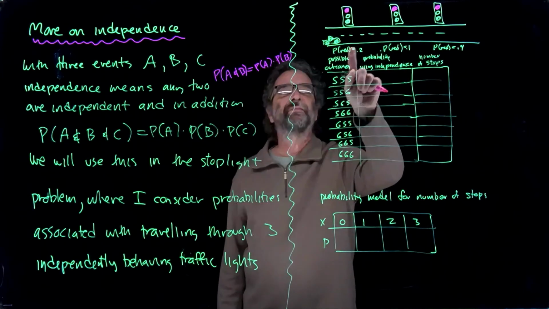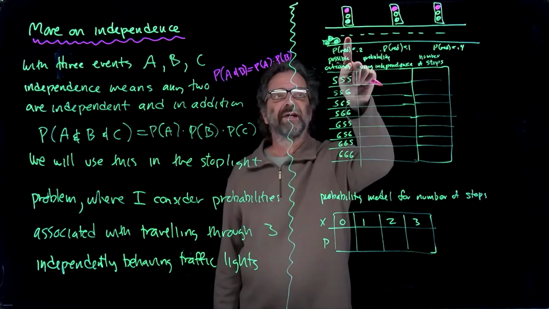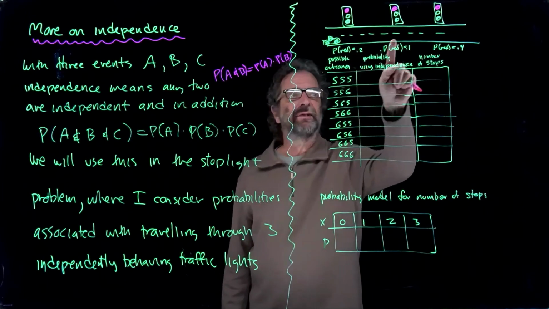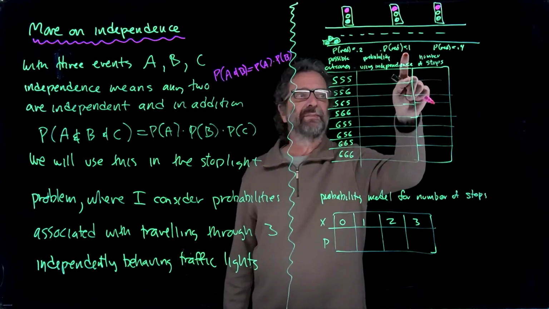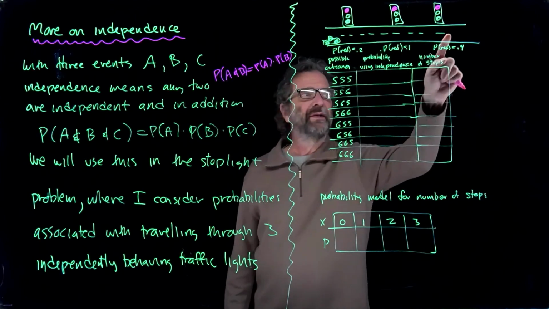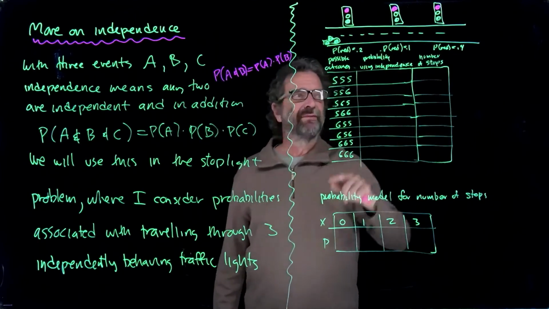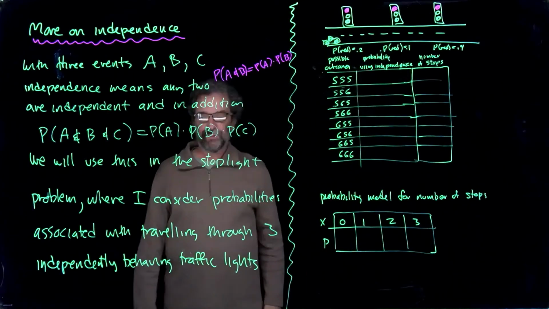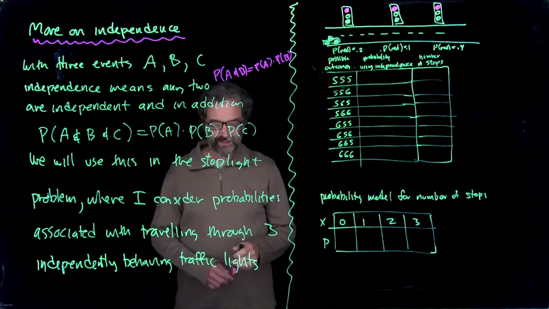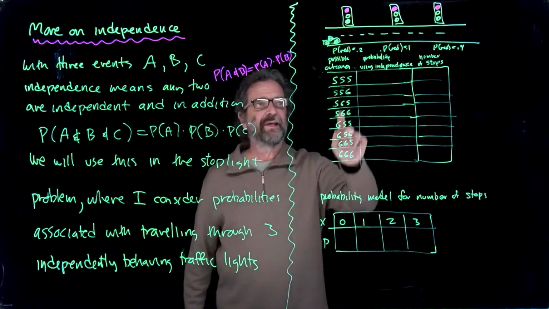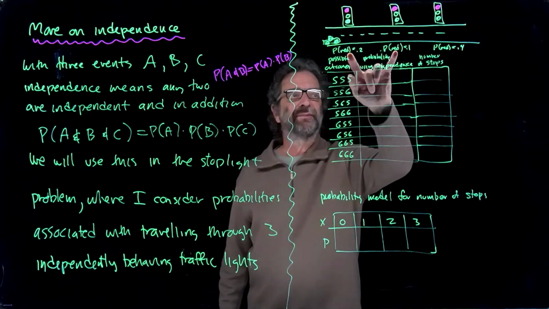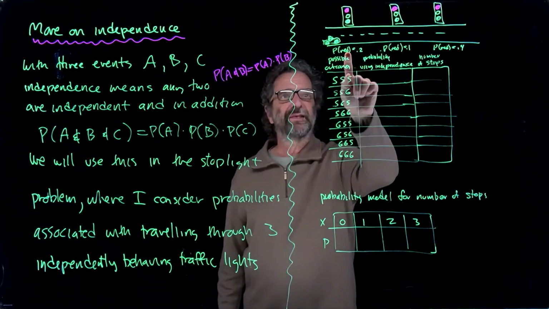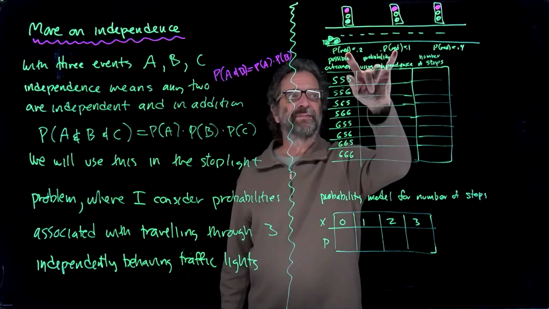The chance of hitting this light at a red and having to stop is 0.2. The chance of hitting this light at a red and stopping is 0.1. The chance of hitting a red here and stopping is 0.4. And we're assuming that lights behave independently. That is to say, if I get stopped here, my chance of getting stopped there is still 0.1. If I get to travel through this light because it's not red, my chance of getting stopped there is still 0.1.